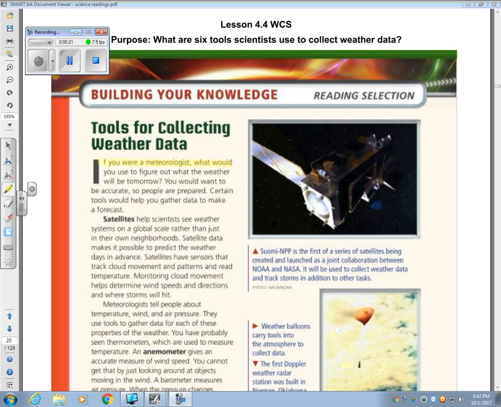If you were a meteorologist, what would you use to figure out what the weather will be tomorrow? You would want to be accurate, so people are prepared. Certain tools will help you gather data to make a forecast. First, please circle the word meteorologist. And a meteorologist is a person who predicts the weather.